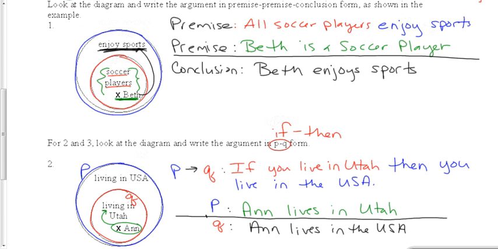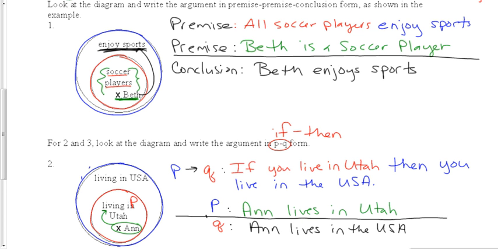And here is the if-then form for this particular Venn diagram. The if P then Q would be if the small circle, then the large circle. So if you live in Utah, then you live in the USA. My other premise is very specifically about Anne in this case. Anne lives in Utah, and once Anne is inside of the living in Utah circle, then we also know that Anne is living in the US.